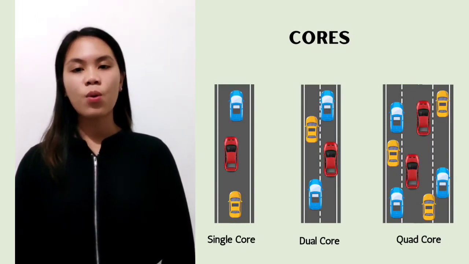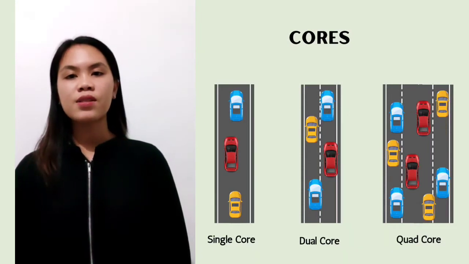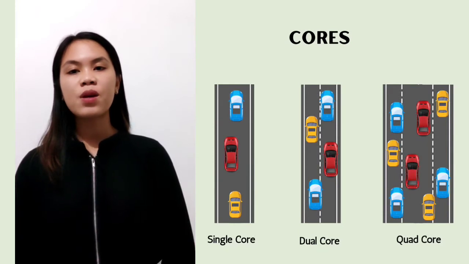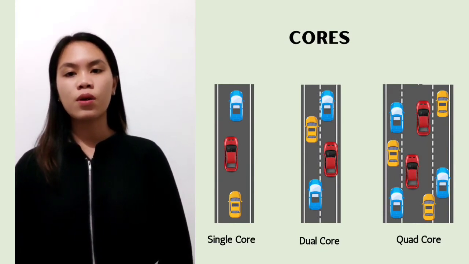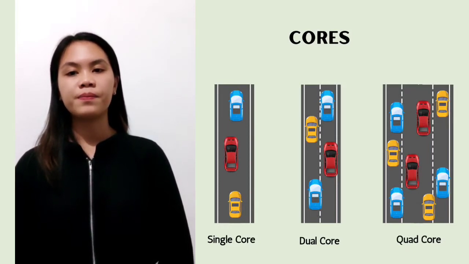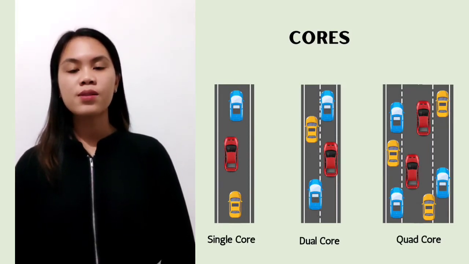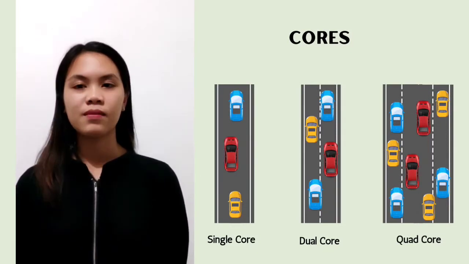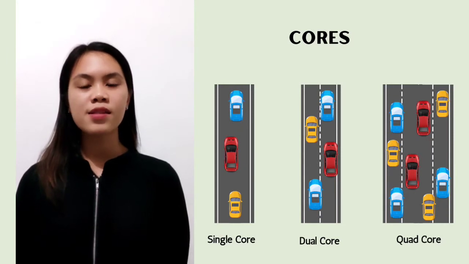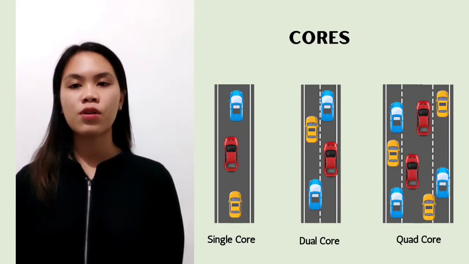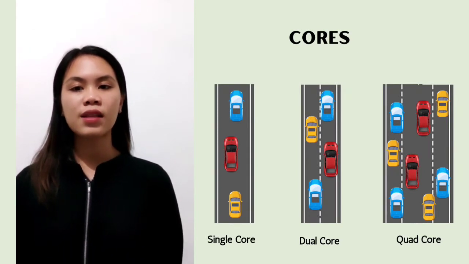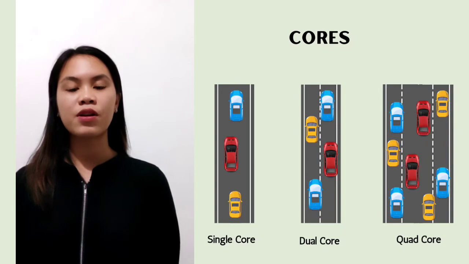Next, we have the cores. A CPU is traditionally made up of processors with a single core. A CPU with 2 cores, called a dual-core processor, is like having 2 processors in one. A dual-core processor can fetch and execute 2 instructions simultaneously, while it takes a single-core processor to execute just 1 instruction. A quad-core processor has 4 cores and can carry out even more instructions in the same period.